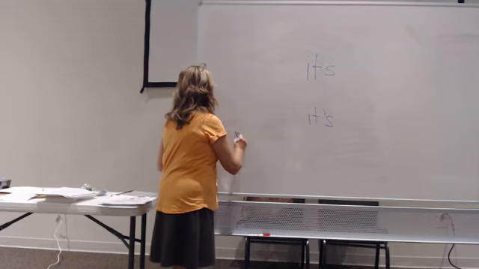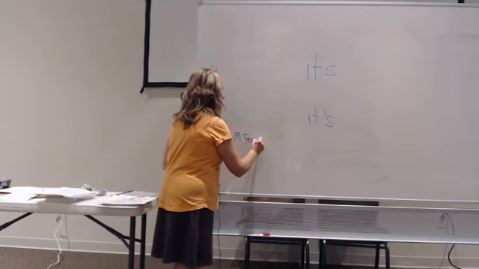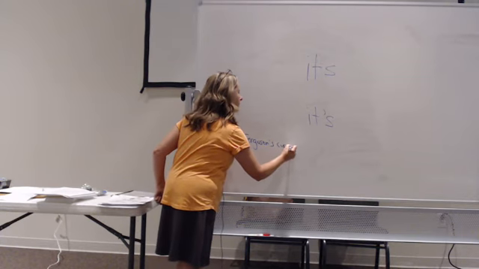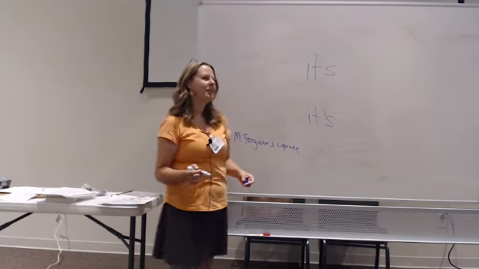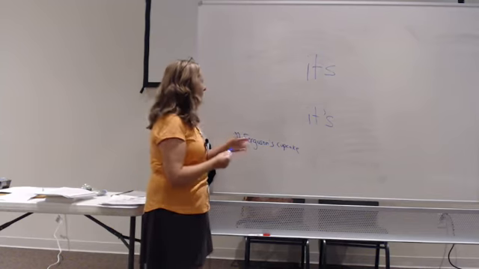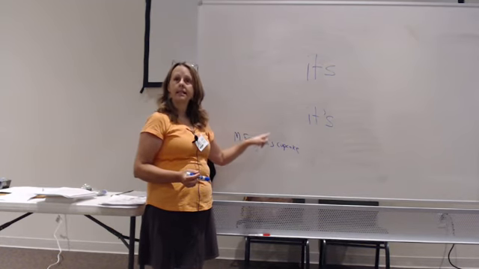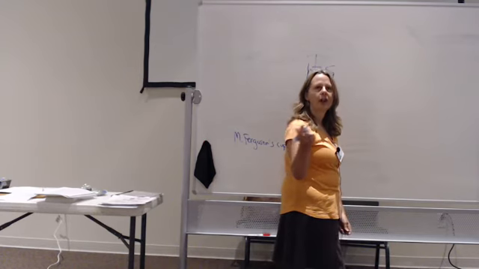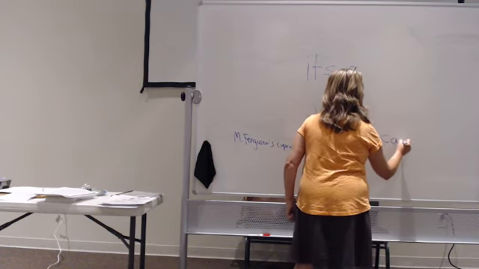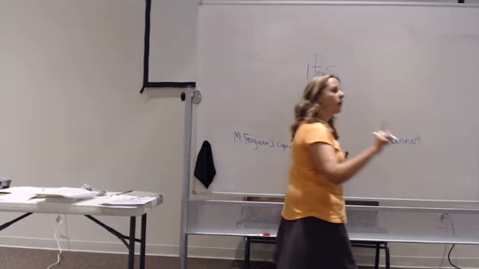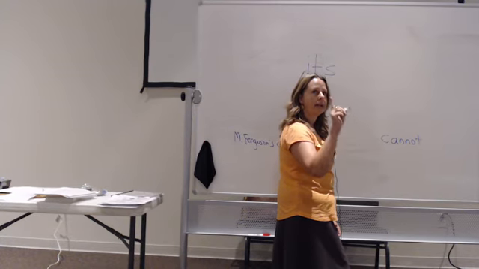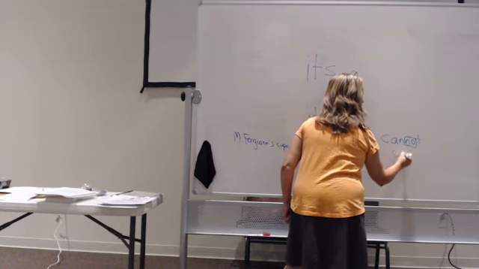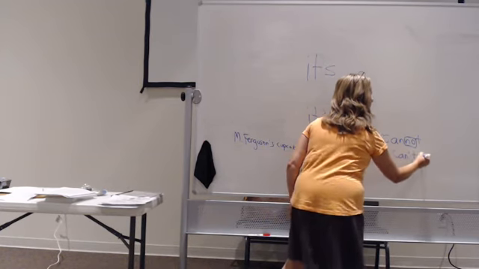This is Mrs. Ferguson's cupcake. And so when somebody possesses something, we use an apostrophe S. We also use it when we make a contraction, right? When we turn cannot, which by the way is one word, not two, if we take away two of the letters, we turn it into can't.